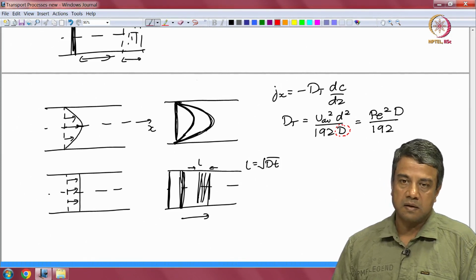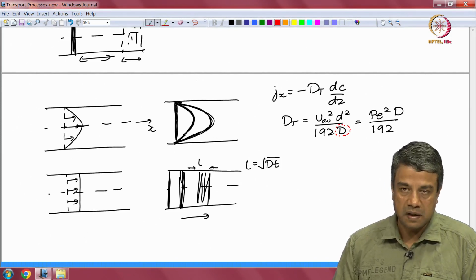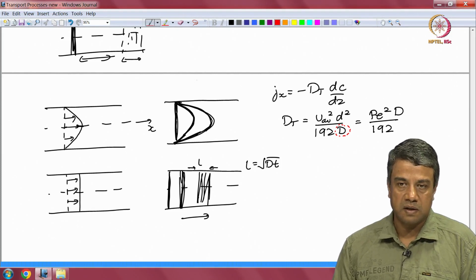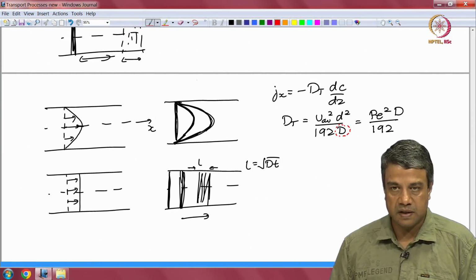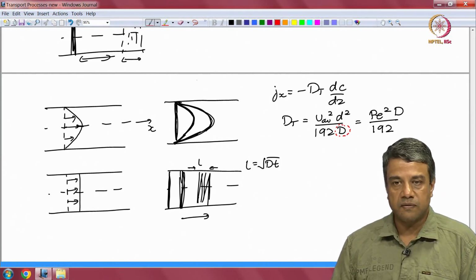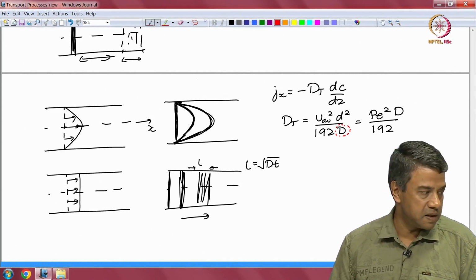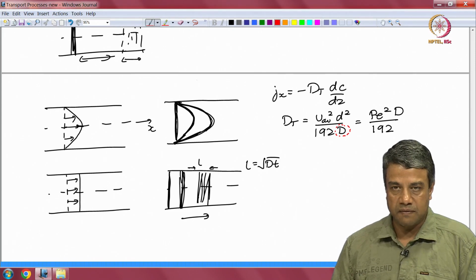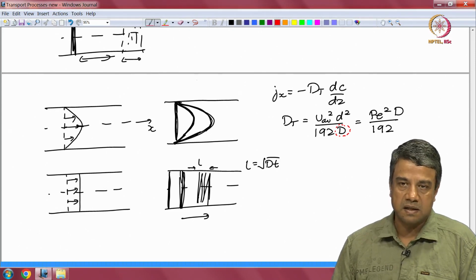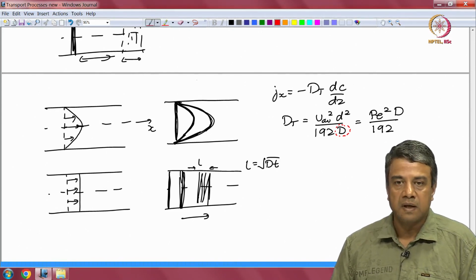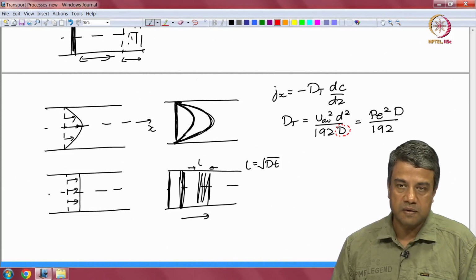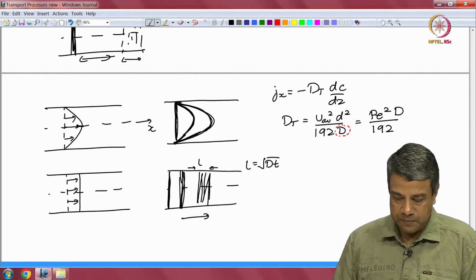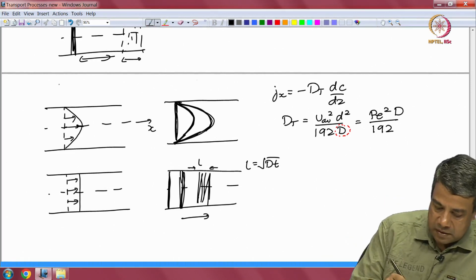So, this action of the convection of elongating and stretching out these concentration variations, and then cross stream diffusion mixing up things in the cross stream direction, this results in an effective diffusivity in the axial direction, in the x direction, whose dispersion coefficient is inversely proportional to the diffusion coefficient. And this phenomenon is called Taylor dispersion.